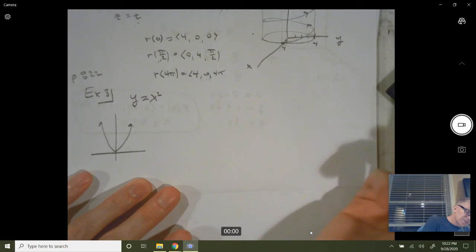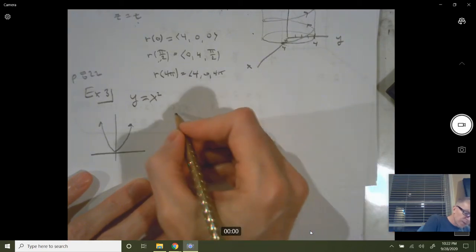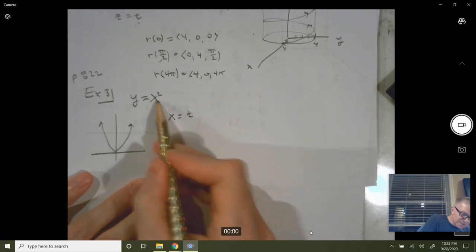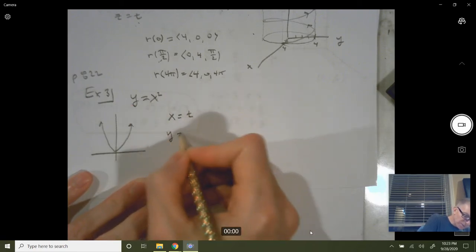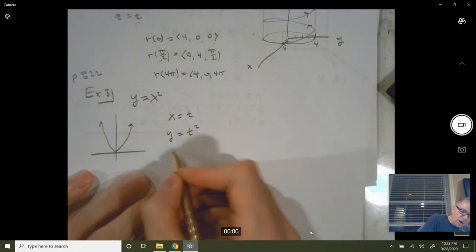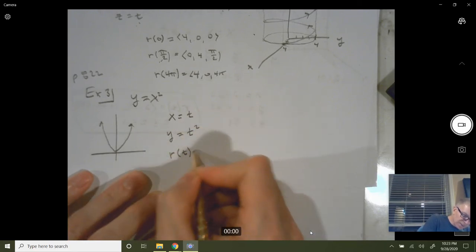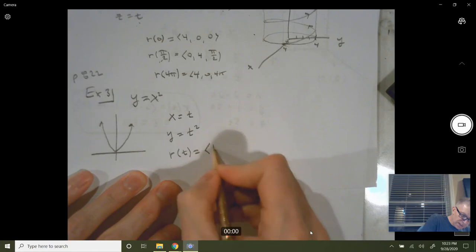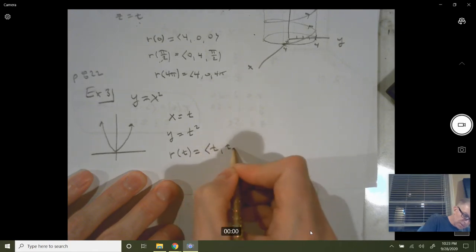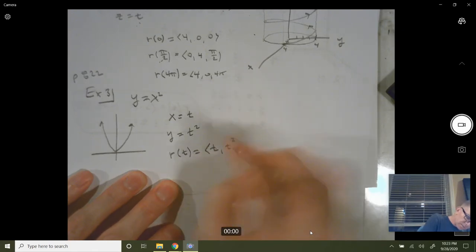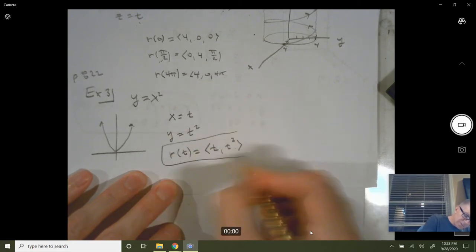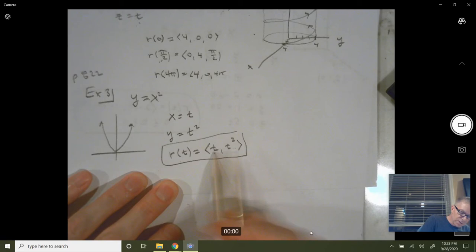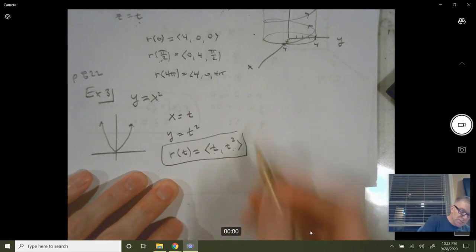But we want to come up with a vector equation. So a couple ways we can do this. Simplest way, you can just call x equal to t. And if x is t, then you have y in terms of t. Your y will be equal to t squared. So your r of t would simply be (t, t squared). Just as simple as possible. We know that x equals t and y equals t squared. Okay, that's one way to do it.